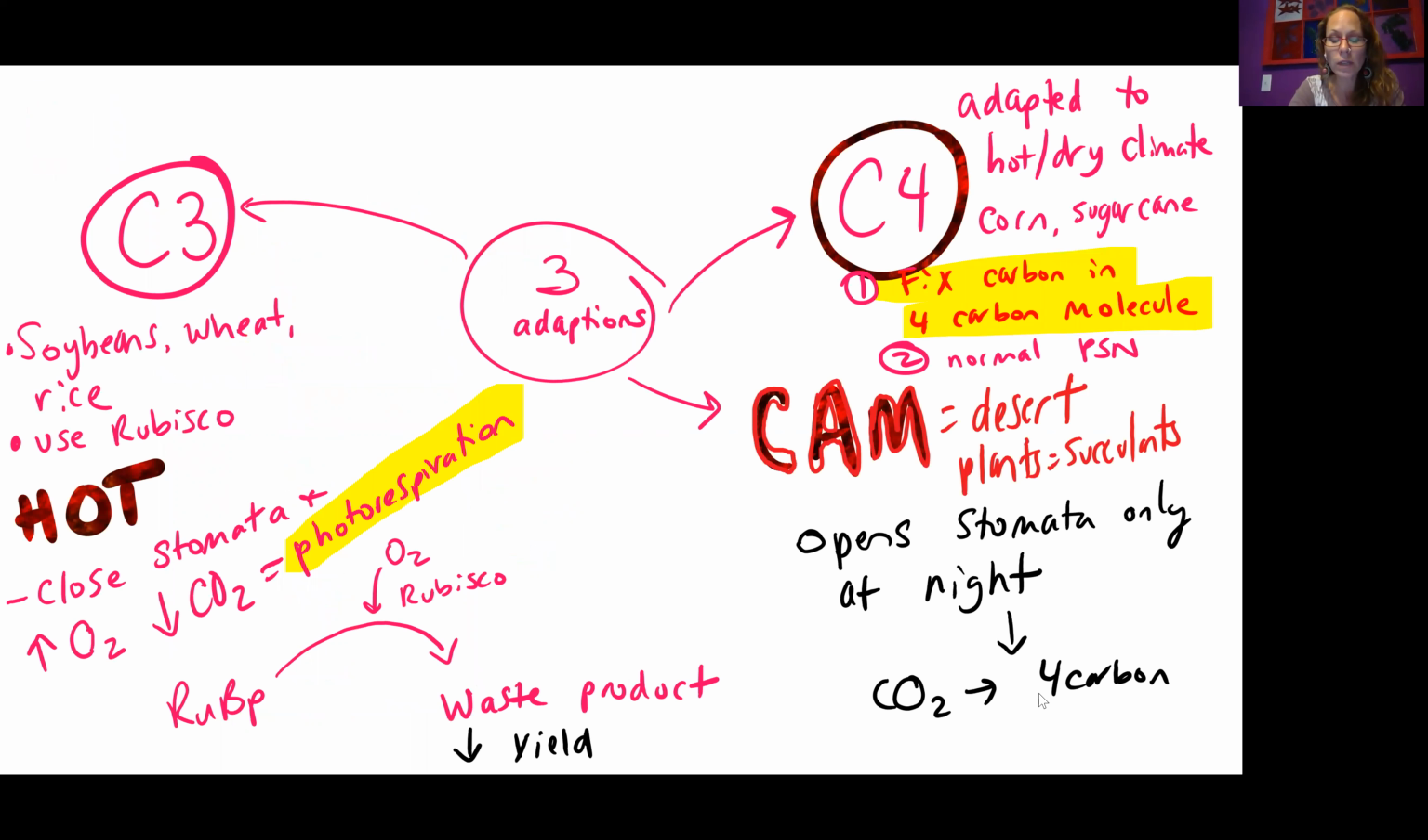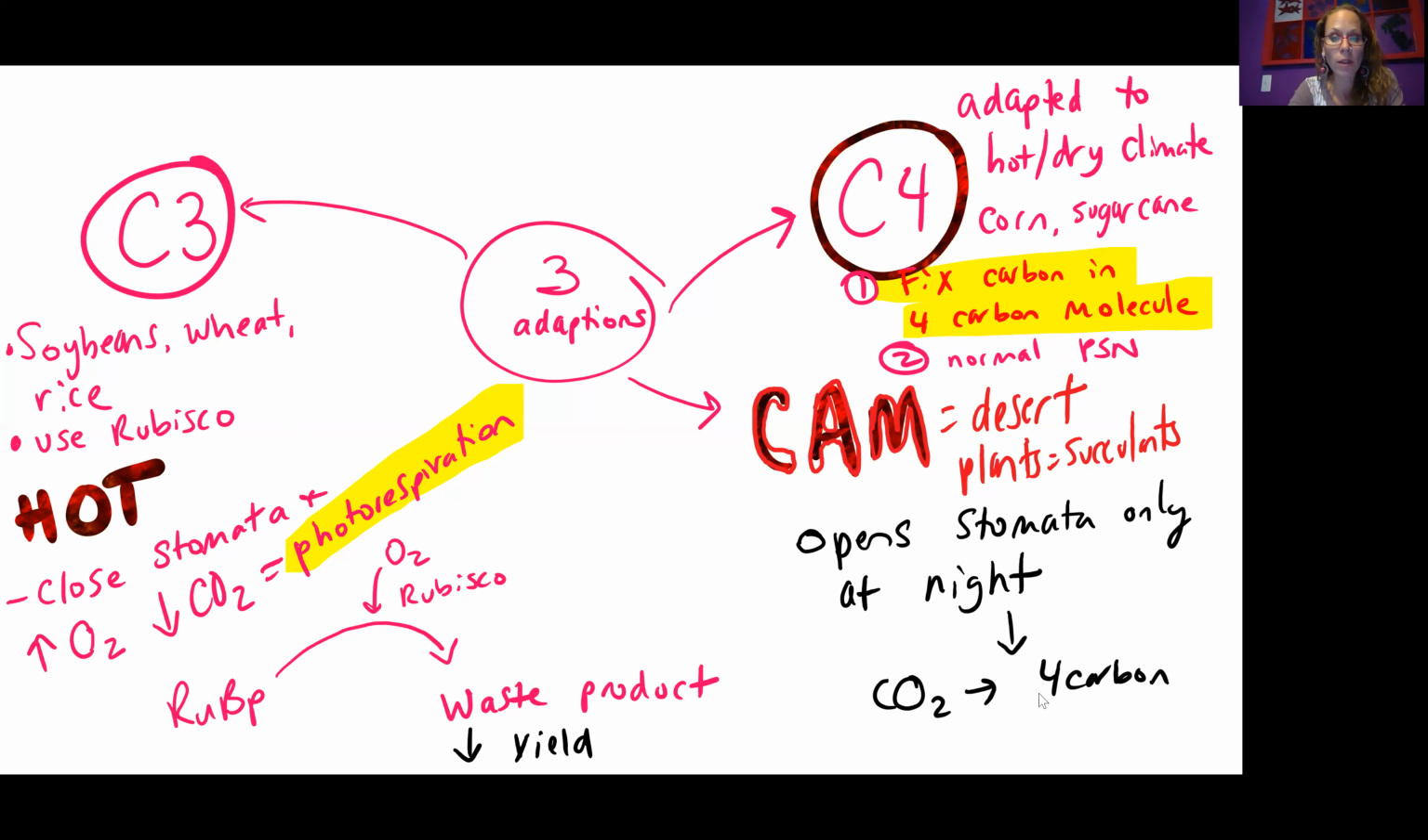Our final type of plant to look at is the CAM plant, CAM adaptations. These are our desert plants or succulent plants, things like cacti. These plants are super adapted to super hot, super dry conditions. They only open up those stomata at night. During the dark, when the desert is cooler and the plant is not threatened by dehydration, it opens up those stomata.